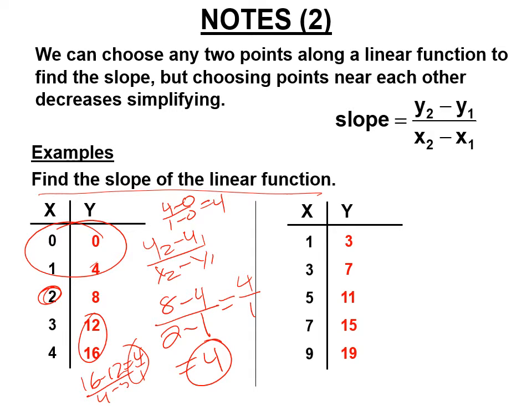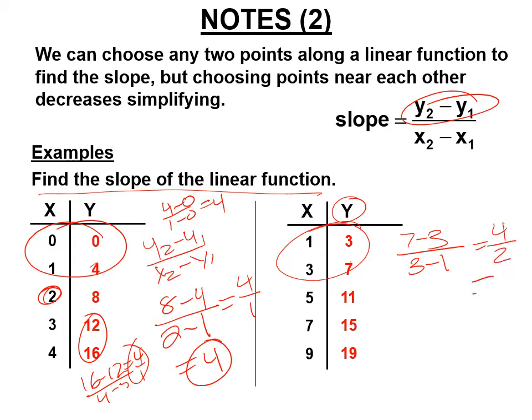Right, same thing here, right? I think most people will take that. So 7 minus 3 on the top for the y coordinates, right? Y is up top. 3 minus 1 on the bottom, and you get 4 over 2. The slope here is 2. All right.